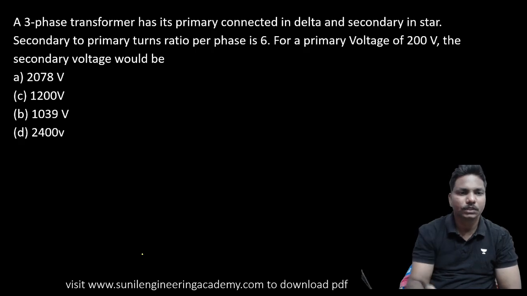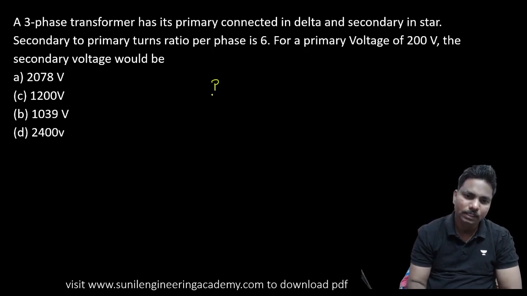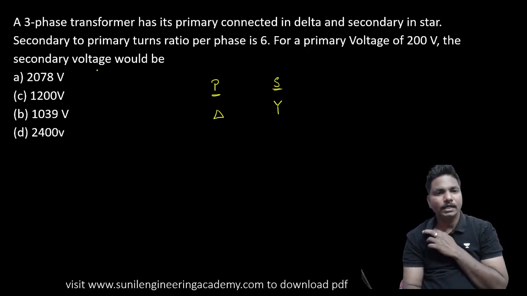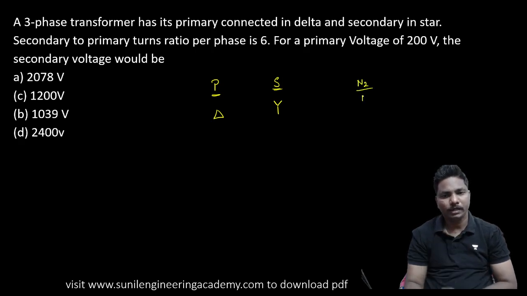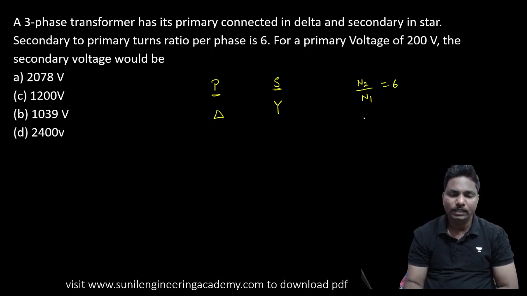Coming to the next question. A three-phase transformer has its primary connected to delta. So consider this as primary, this as secondary. Primary is connected to delta, secondary is connected to star. And the secondary to primary turns ratio is given as 6, and the primary voltage given is 200. Then what is the secondary voltage?